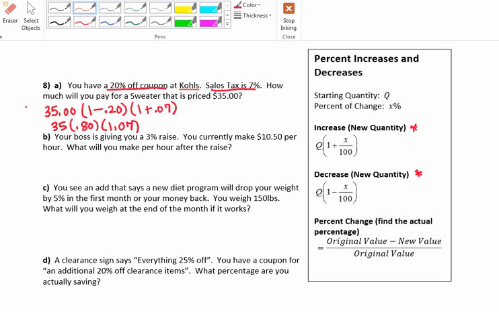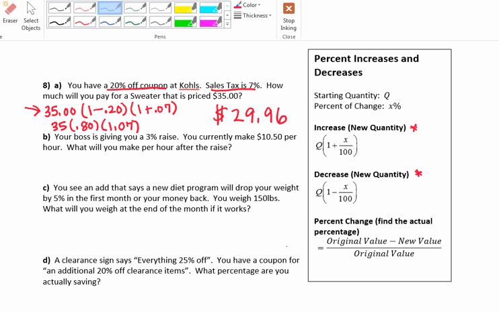You could also punch this original step into your calculator using parentheses. You could type in 35 times parentheses 1 minus 0.20 close parentheses times parentheses 1 plus 0.07 close parentheses. All right, so 35 times 0.8 times 1.07, and we get a new price of our sweater, a final price of $29.96.